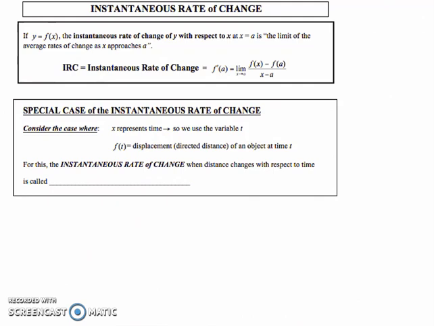Okay, so then we have a special case of the instantaneous rate of change. Consider the case where x represents time. So instead of using the variable x, we're going to use the variable t. Then f of t would be the displacement or the directed distance of an object at time t. For this, the instantaneous rate of change when distance changes with respect to time is called instantaneous velocity. Okay, you physics folks may have heard of that.